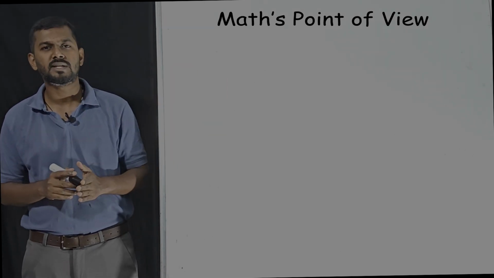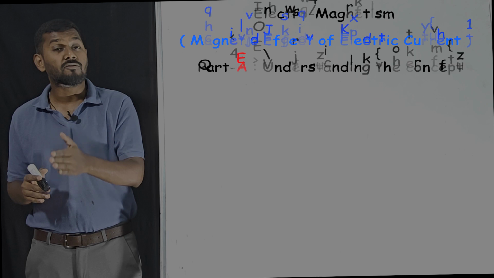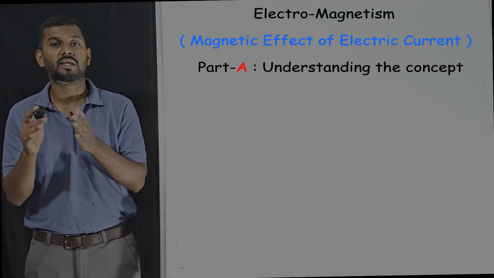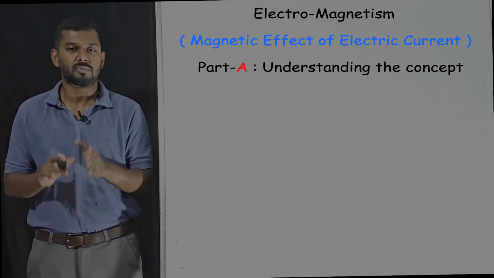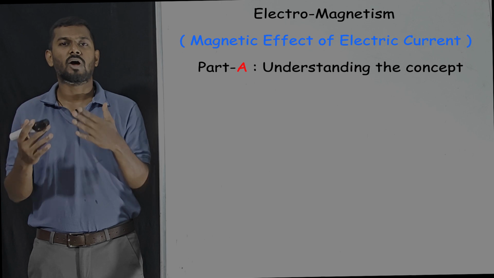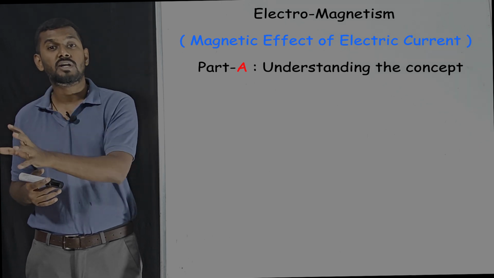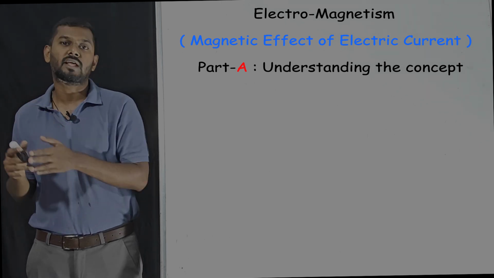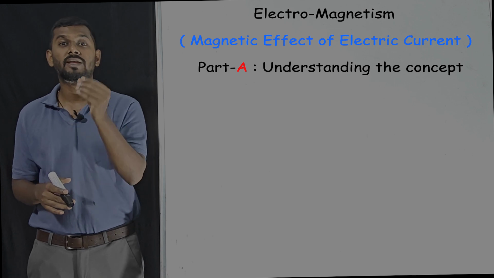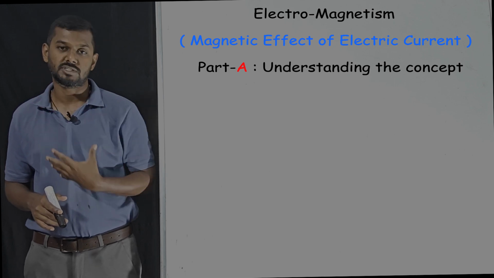Today we are going to understand the concept of magnetic effect of electric current. This is part A of electromagnetism. Here in this video, we are going to understand each and every concept of magnetic effect of electric current. Then we are going to solve each and every theory question.